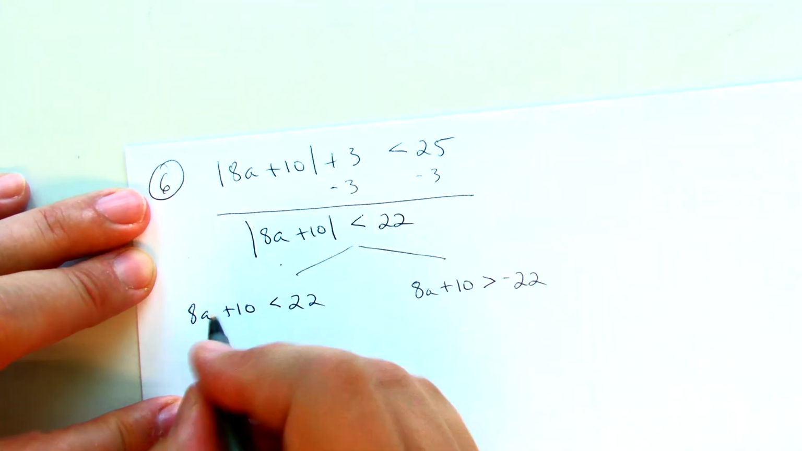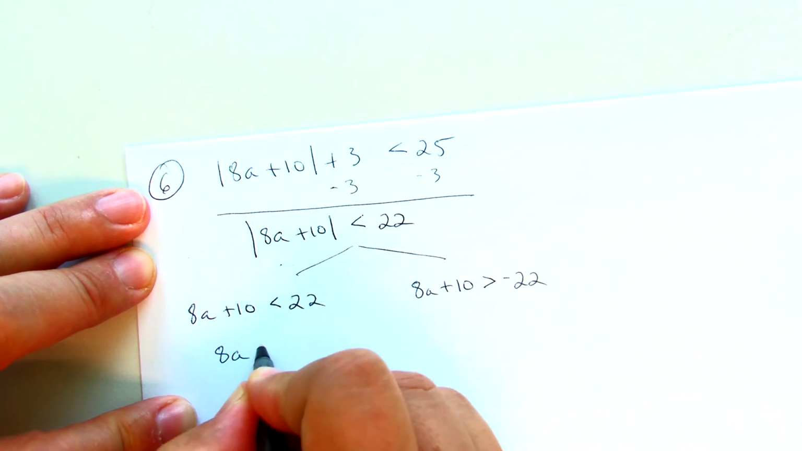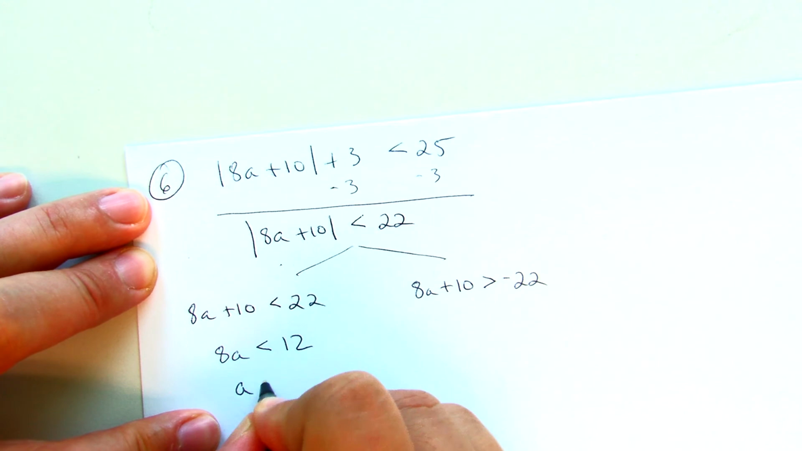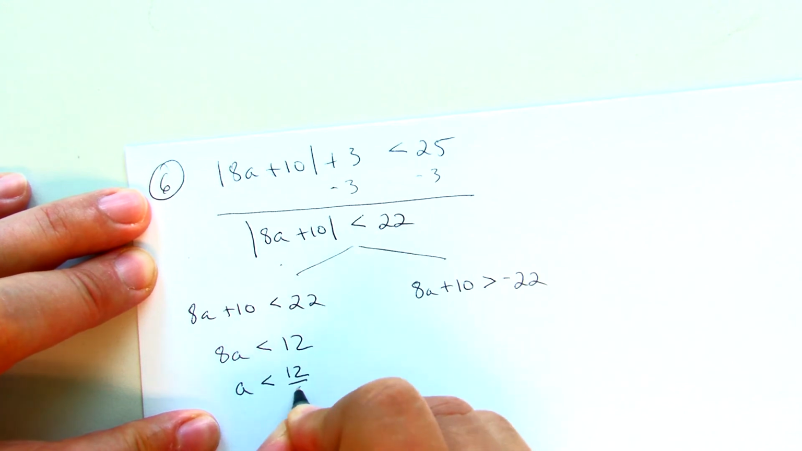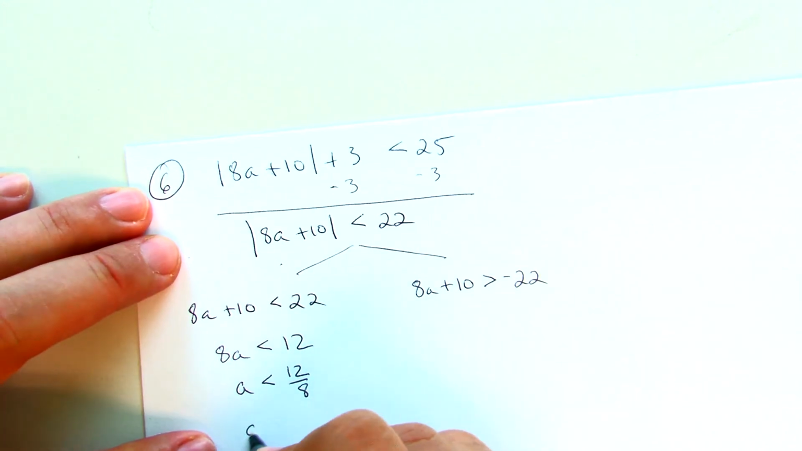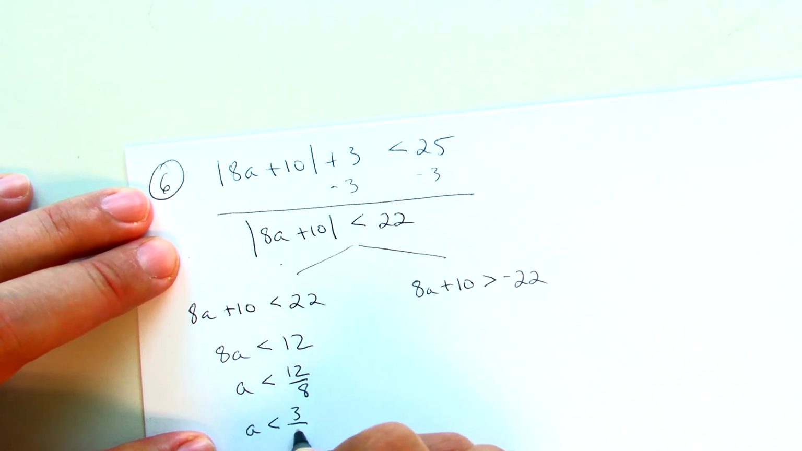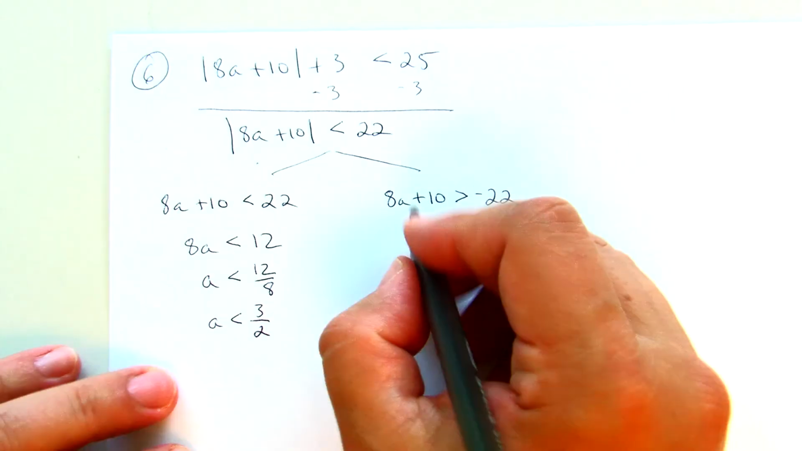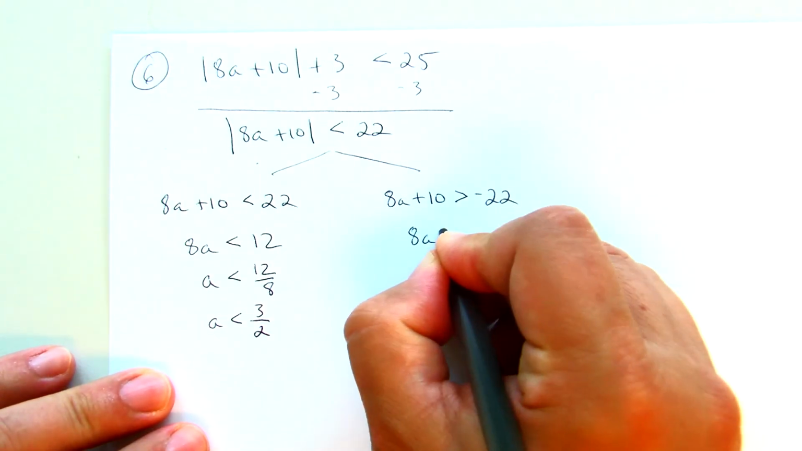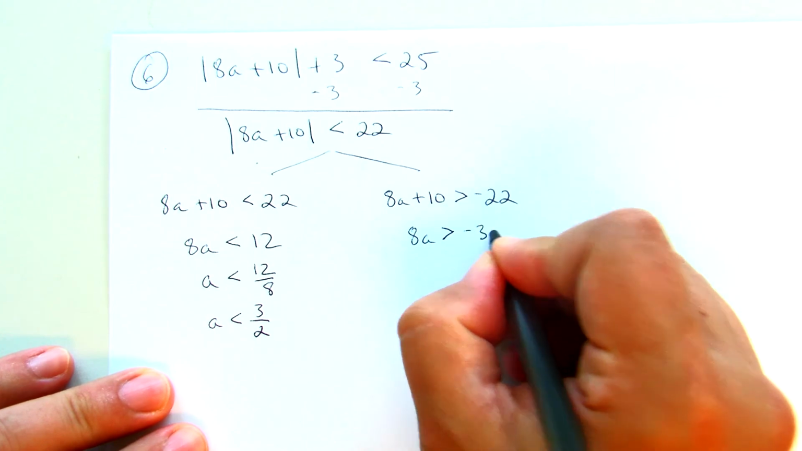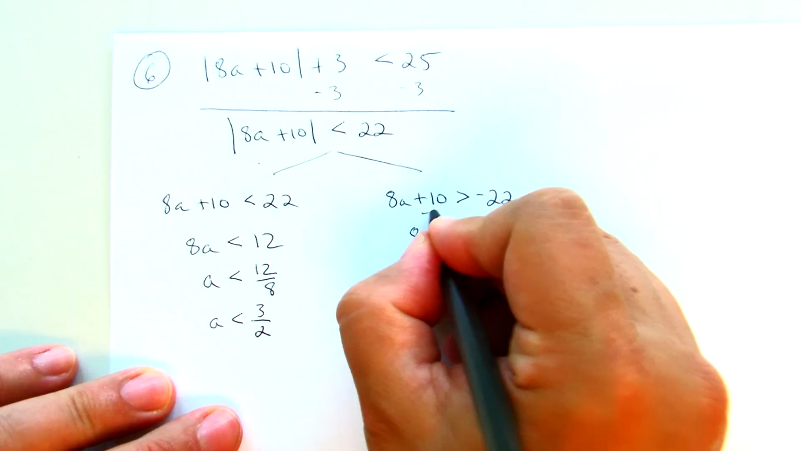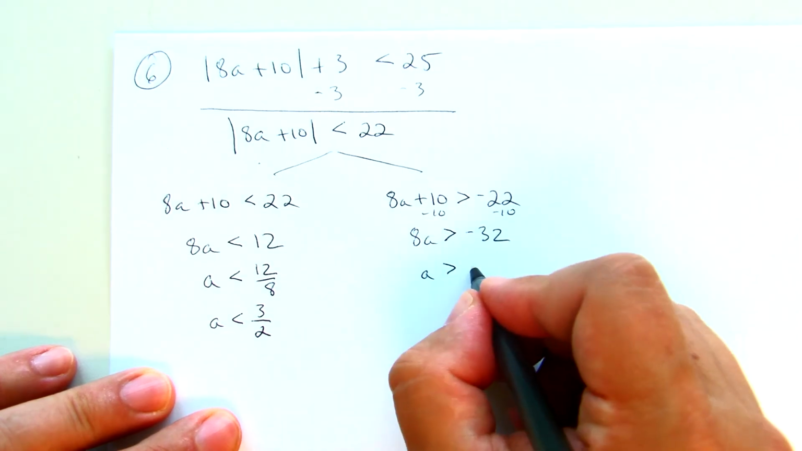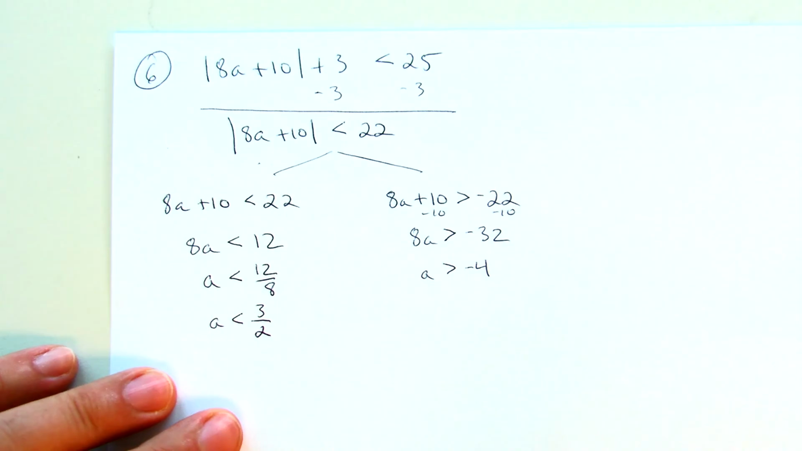So, we've got two inequalities now. This one is going to be 8a is less than 12. So a is less than 12 over 8. 12 over 8 is 3 over 2. So a is less than 3/2. Okay, so we've got half of it done. And the other half, we're going to have 8a is greater than negative 32. All right, subtracting 10. Divide by 8, I get a is greater than negative 4.